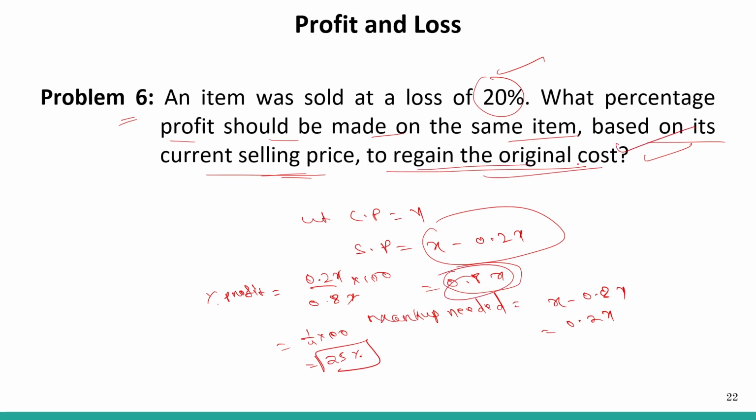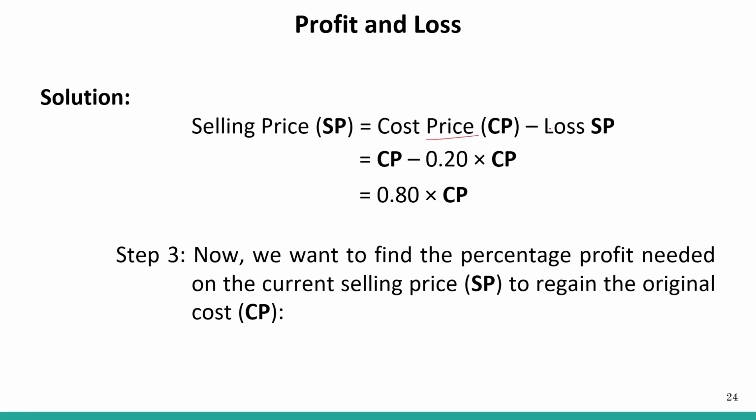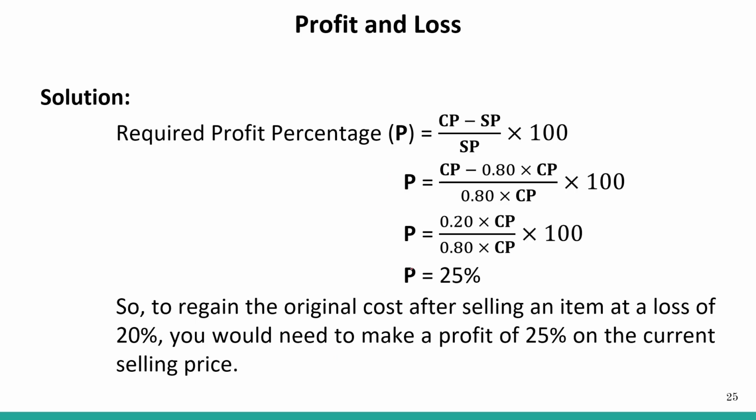Okay. So let's go forward with the step-by-step solution. Let CP be the original cost of the item. Given that the item was sold at a loss, SP can be calculated as cost price minus loss. So cost price minus 0.2 into CP, because 20% was the loss, so its decimal form is 0.20. So this is equal to 0.80 into CP, right? Now we want to find the percentage profit needed on the current selling price, that is SP, to regain the original cost price.